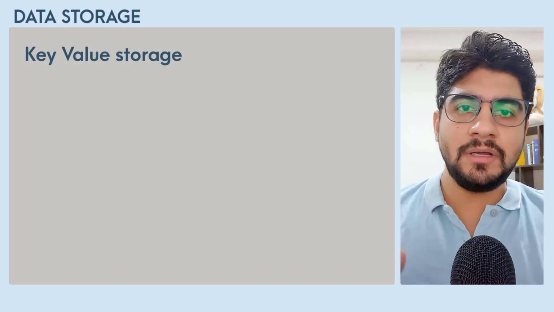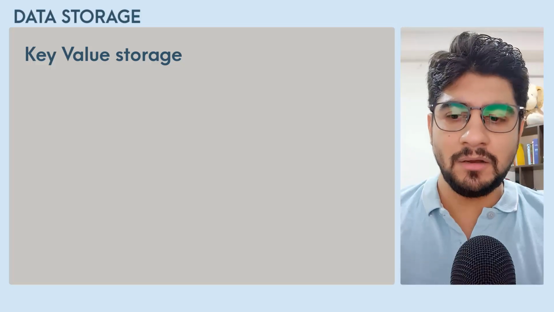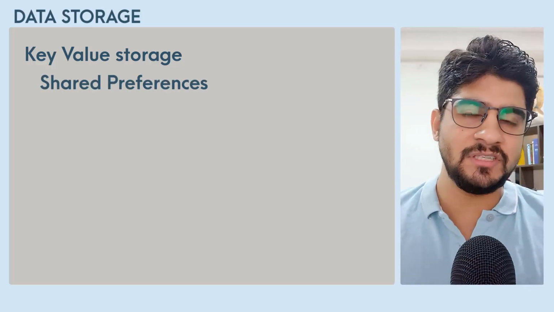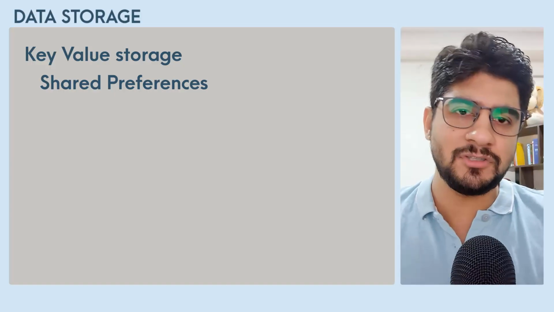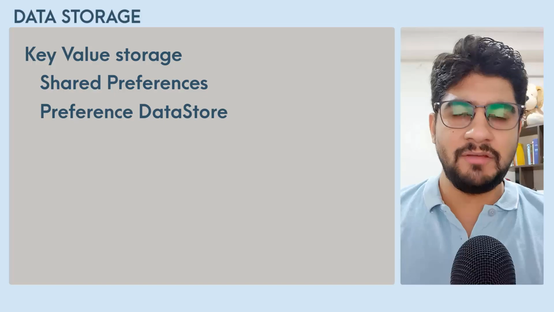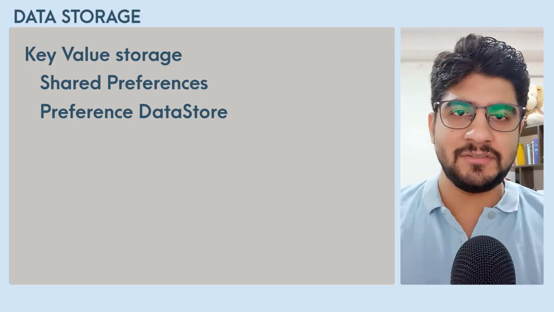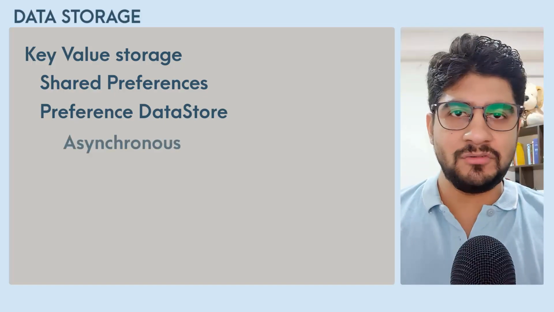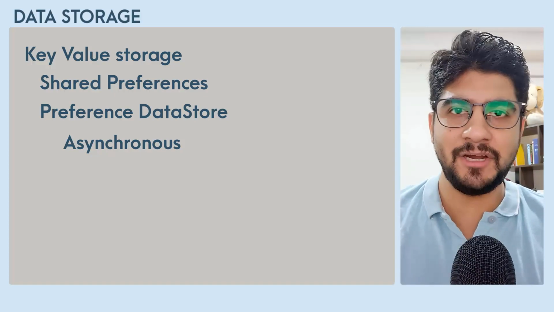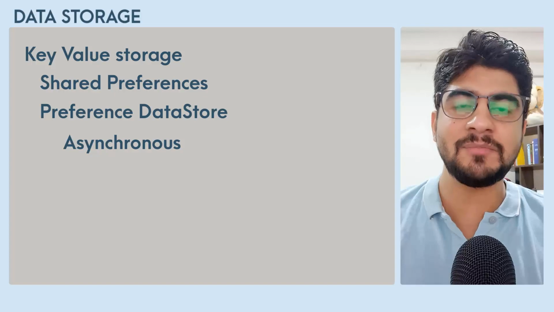To store key value data, you have DataStore. Previously the SharedPreferences library was there, but there is a better version of that library, which is Preferences DataStore. To store key value pairs, you can use Preferences DataStore. It takes care of asynchronous updates and also follows best practices. Of course, this is recommended by the Android team, and DataStore is part of Jetpack.